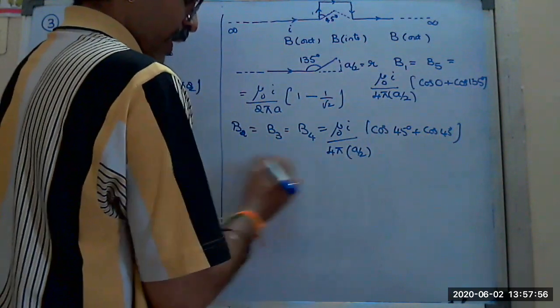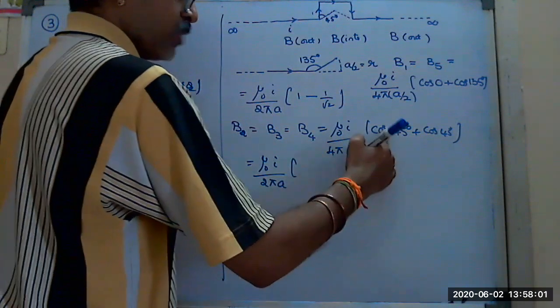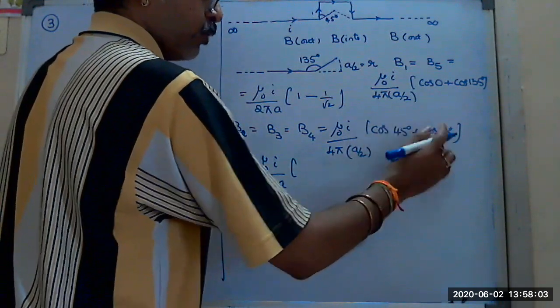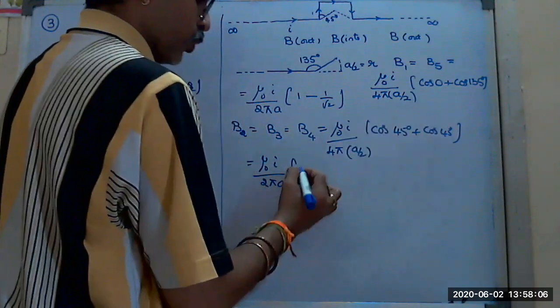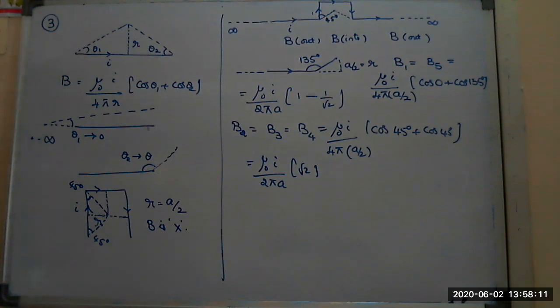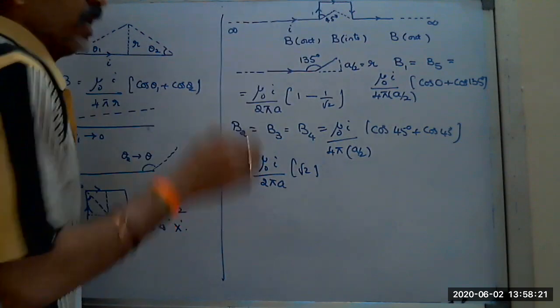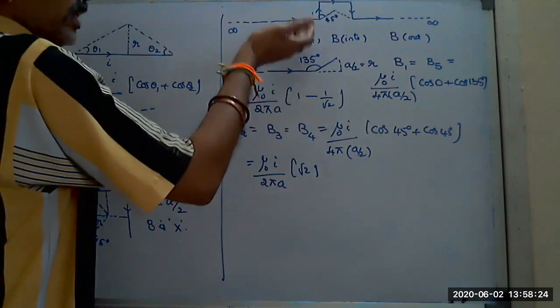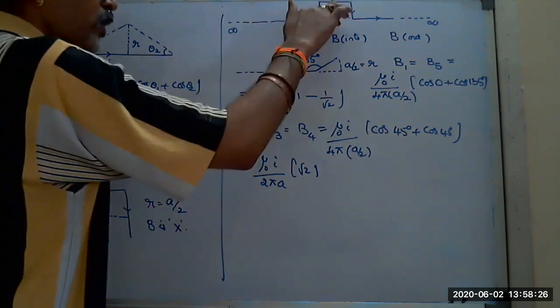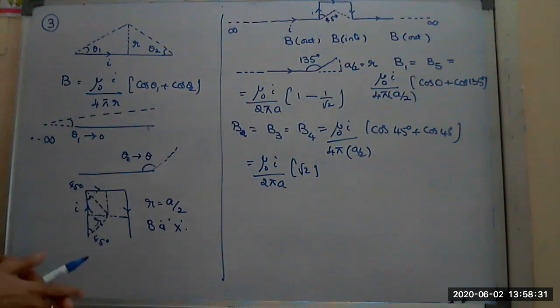Okay, again you will get, by cancelling mu naught I by 2 pi a into, this is 1 by root 2 plus 1 by root 2, altogether 2 by root 2, which is root 2. So here we have to consider any one direction as positive and the other direction as negative. Suppose if I consider out as positive, into as negative, I will get one answer. If I take out as negative and into as positive, I will get the same answer, of course, plus or minus. That's what I'm telling.